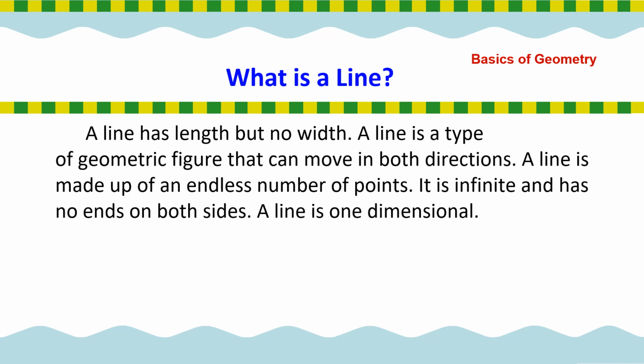What is a line? A line has length but no width. A line is a type of geometric figure that can move in both directions. A line is made up of an endless number of points. It is infinite and has no ends on both sides. A line is one-dimensional. Okay, so this is a line.